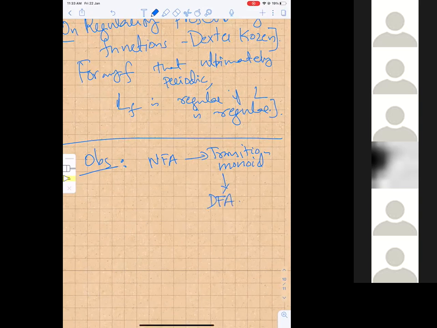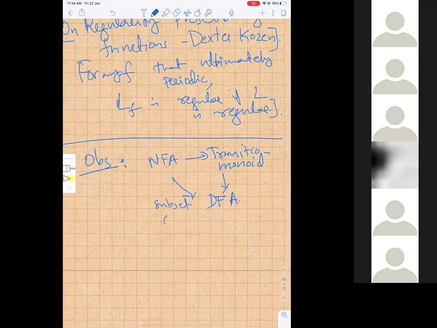So this way, instead of subset construction, when you want to go from NFA to DFA, usually you do a subset construction. You could go by just constructing the transition monoid of the NFA, and then from the transition monoid of the NFA, you could come back to the DFA. In this way you can get the equivalence between NFA and DFA.